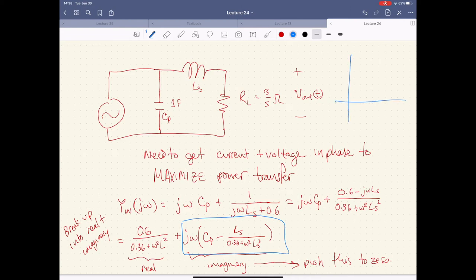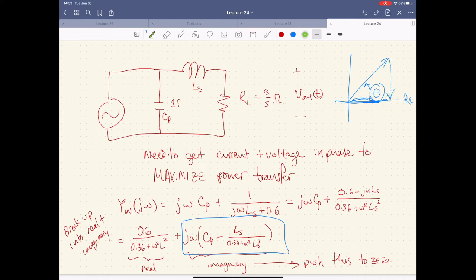Well, think about it in the complex plane. What does that mean? So our angle here is theta, right? So as I move this back to the real axis, take us back to reality, and I get rid of the imaginary component right here, I'm just on this axis, and I've effectively maximized my power transfer by putting everything back in phase.